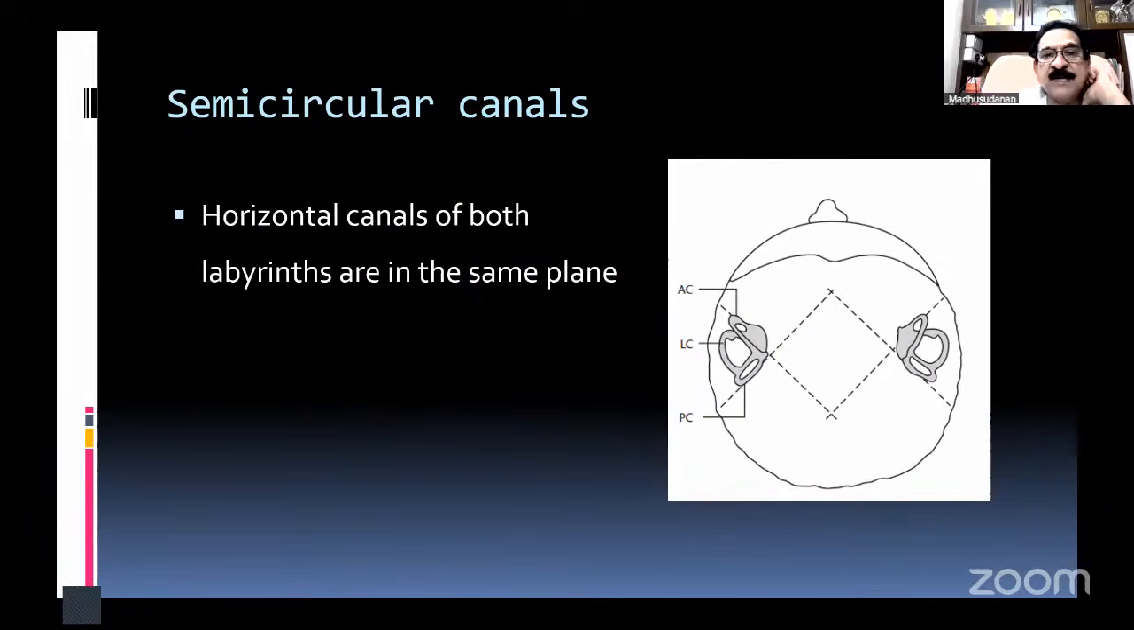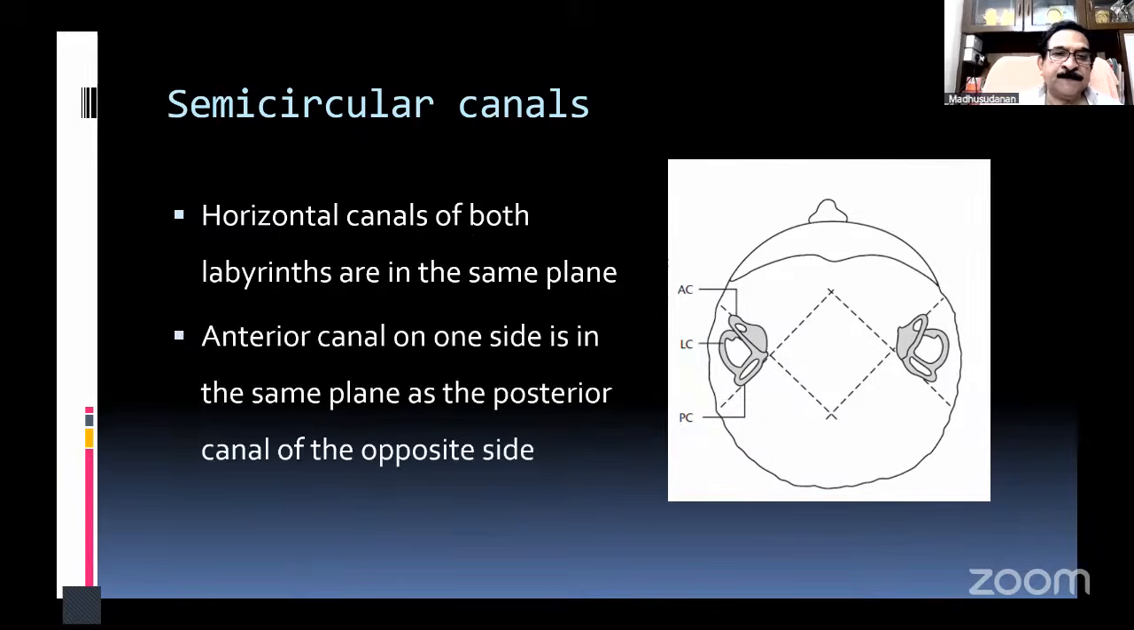Horizontal canals of both labyrinths are on the same plane. Unlike the anterior canal on both sides or the posterior canal on both sides, the anterior canal on one side is in the same plane as the posterior canal on the opposite side. That is the point to remember. So the yoke canal for the horizontal is on both sides. But for the right anterior canal, it is the left posterior canal. For the left anterior canal, it is the right posterior canal. That is a yoke pair.